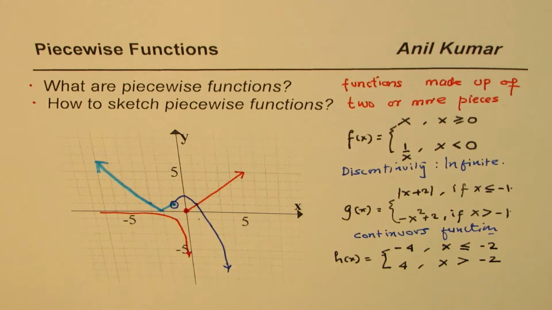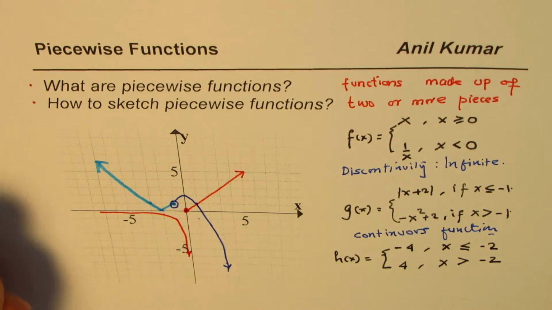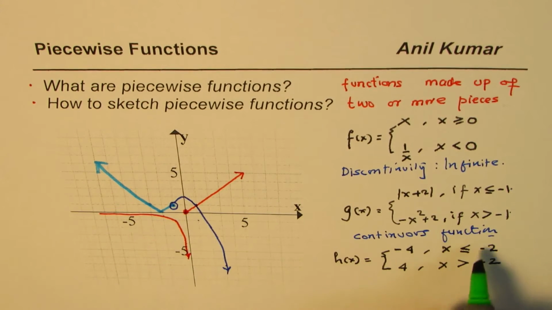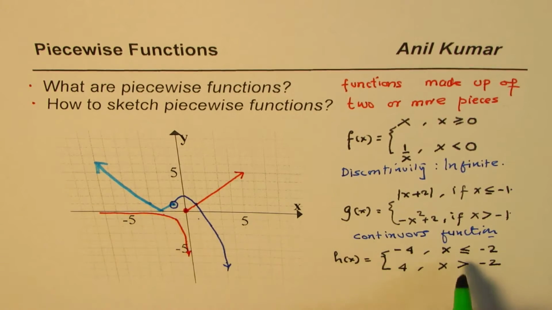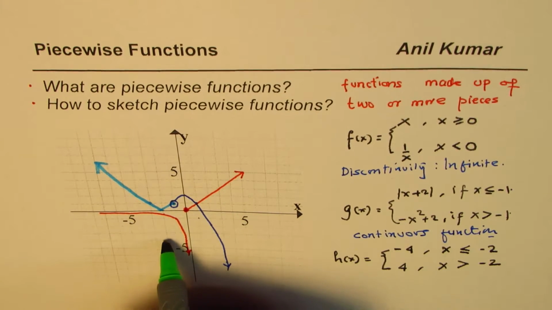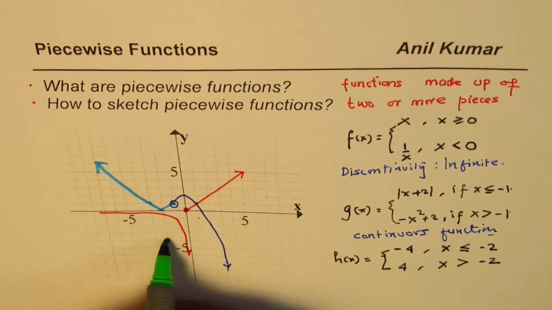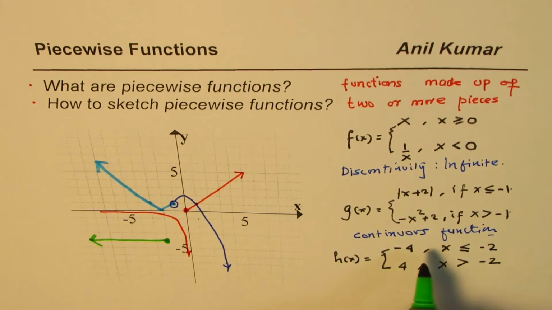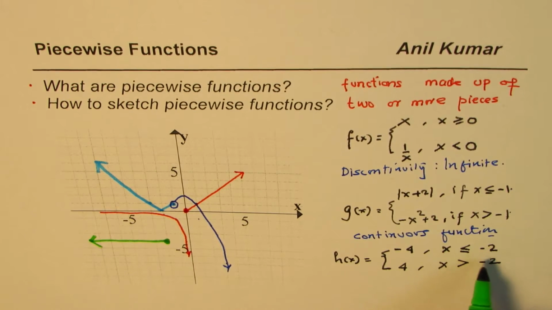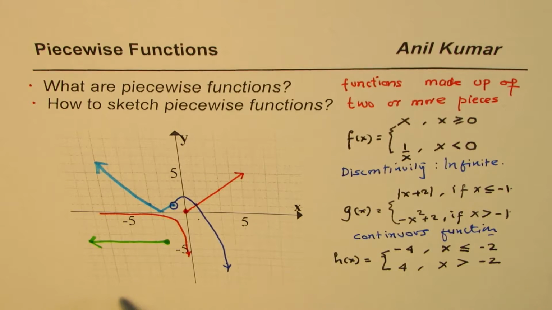Now let's kind of sketch this function. What you get? Now in this function, at minus 2, this value is included. So at minus 2, the value of the function is minus 4, which is right there. So this point is included, and it's a constant value. So it will be kind of like this. Do you see that? So this is the left side piece. Whenever x is less than minus 2, it is a constant minus 4.